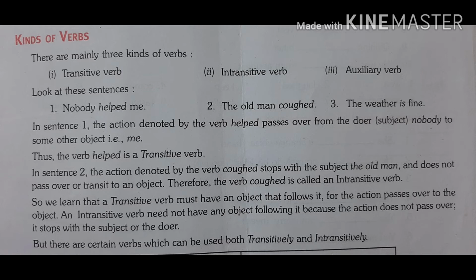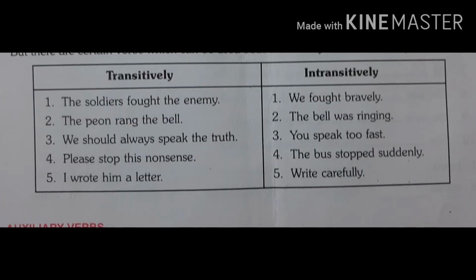Therefore, the verb coughed is called an intransitive verb. So, we learned that a transitive verb must have an object that follows it, for the action passes over to the object. An intransitive verb need not have any object following it because the action does not pass over. It stops with the subject or the doer. But there are certain verbs which can be used both transitively or intransitively. There are examples of some verbs which we can use transitively or intransitively.